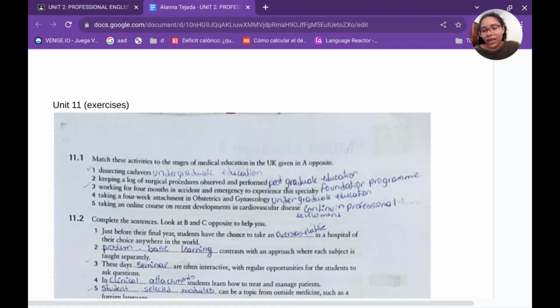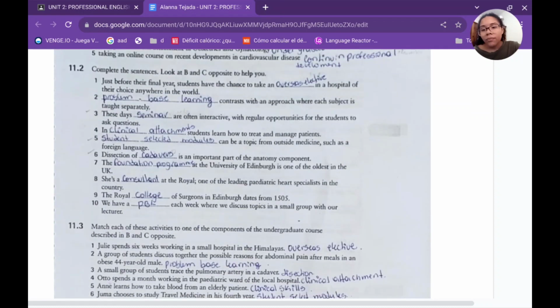Unit 11. Match these activities to the stage of medical education in the UK given in A opposite. Dissecting cadavers: undergrad education. Keeping a log of surgical procedures observed and performed: postgraduate education. Working for 4 months in accident and emergency to experience this specialty: foundation program. Taking a 4-week attachment in obstetrics and gynecology: undergrad education. Taking an online course on recent developments in cardiovascular disease: continuing professional development.